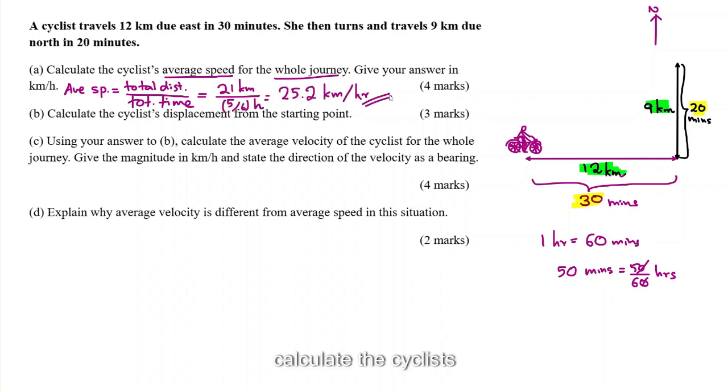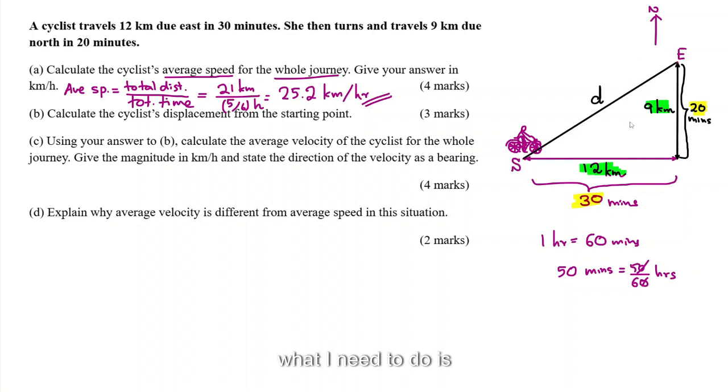Part B. Calculate the cyclist's displacement from the starting point. Now remember, distance is the total length, which is 12 add 9 in this example. Displacement is the shortest distance between two given points along a straight line. So what we need to do is connect the starting point here and the end point there.